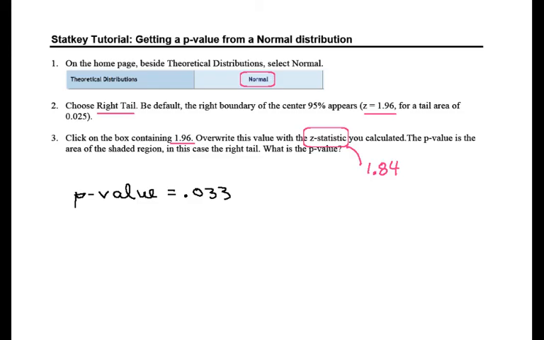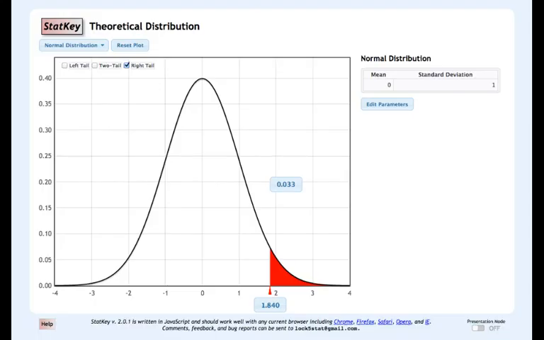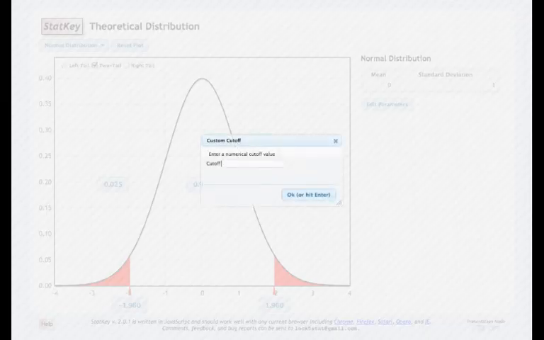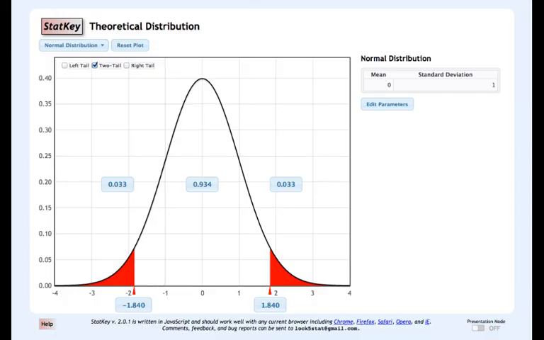Now this tutorial only covered a right tail, but certainly the way the mechanics work is the same as the way they worked for randomization distributions for anything else. I can select two tail and come and overwrite. Actually, I should reset this plot in order to illustrate that. If I select two tail and then overwrite this with a 1.84, then I can see that it automatically reflects my 1.84 to the other side and gives me two tails.